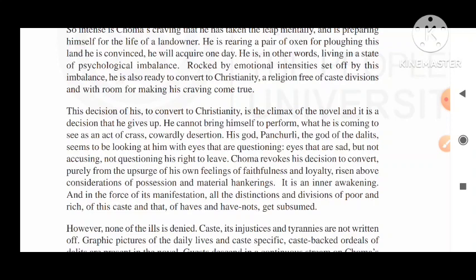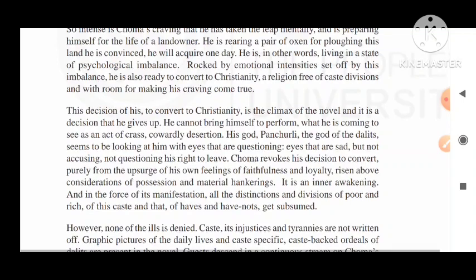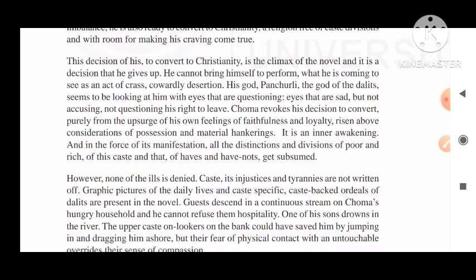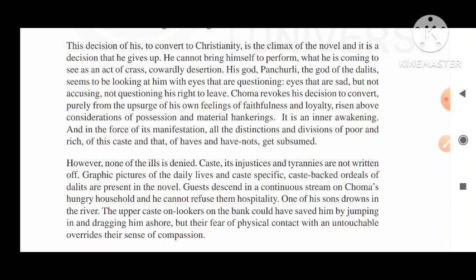Rocked by emotional intensities set up by this imbalance, he is also ready to convert to Christianity, a religion free of caste divisions and with room for making his craving come true. This decision of his to convert to Christianity is the climax of the novel, and it is a decision that he gives up. He cannot bring himself to perform what he is coming to see as an act of crass, cowardly desertion.